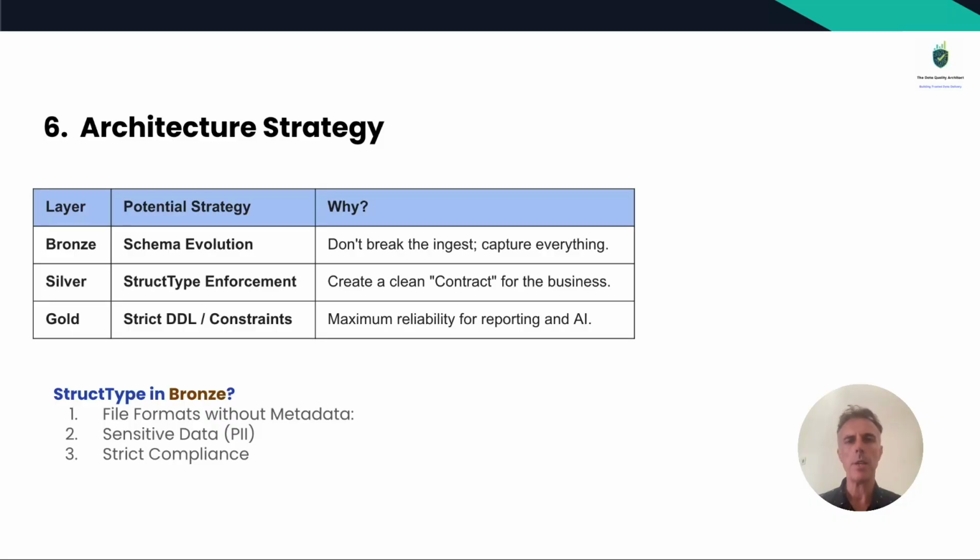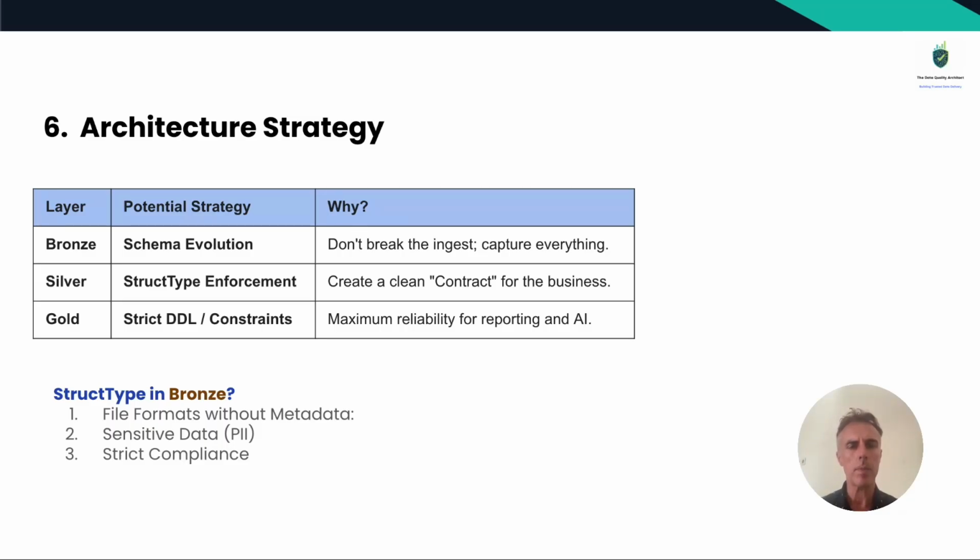From an architecture perspective, let's look at how you might implement schema enforcement or evolution in your ETL pipeline or medallion architecture. We won't discuss medallion architecture here, but in layman's terms, bronze, silver, gold is roughly an extract, transform, load kind of equivalent. We'll probably have another video on that at some stage.